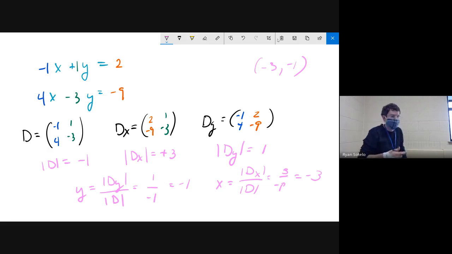3 ways to do the same thing. Unnecessarily long. It seems kind of unnecessarily long for the 2 by 2 system, but when you have 3 variables and 3 equations, I think it's kind of quicker.